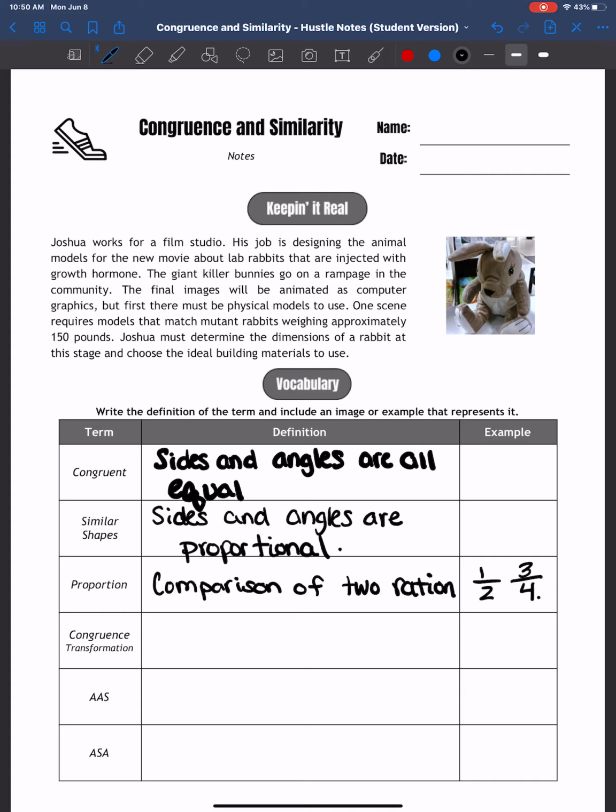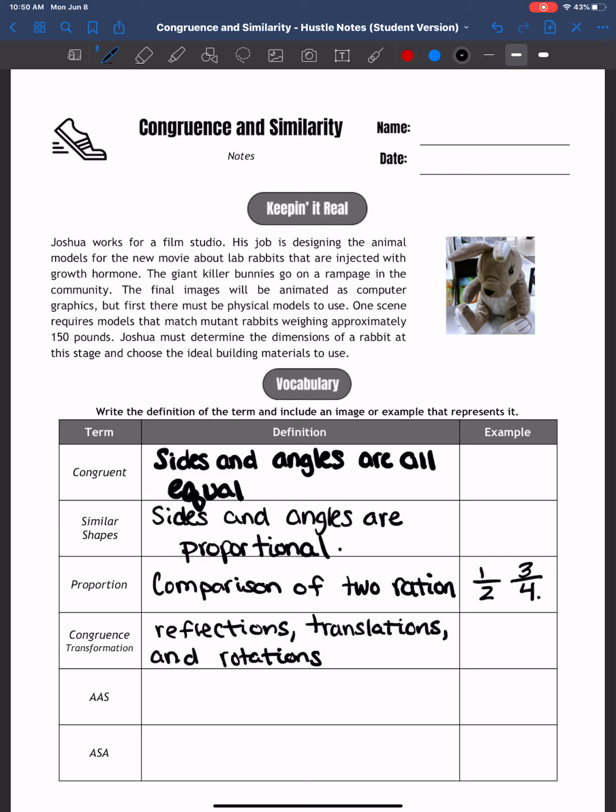You have congruence transformations. These are reflections, rotations, and translations. These are all the transformations where the size of the shape does not change.